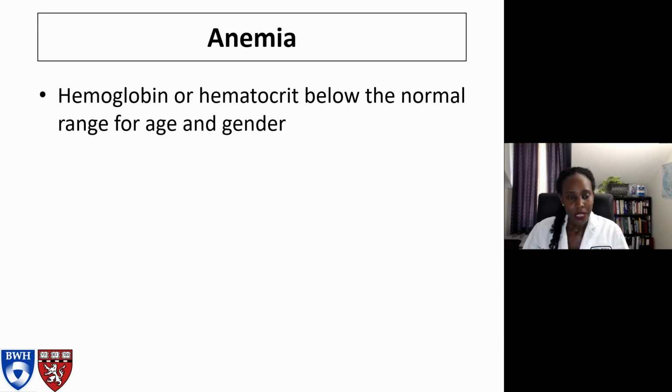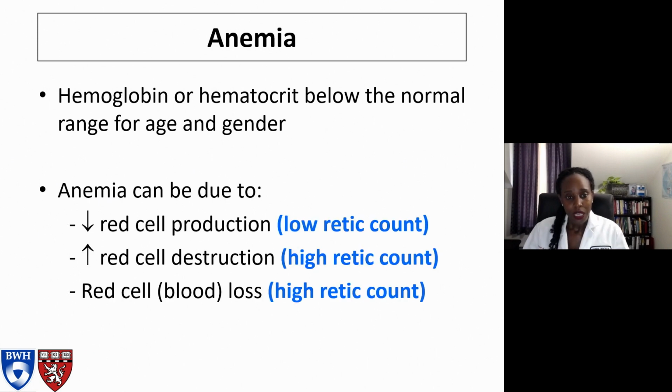As you know, anemia is a hemoglobin or hematocrit below normal range for age and gender. Broadly speaking, anemia is either due to decreased red cell production, increased red cell destruction, or frank blood loss. And each of these scenarios is associated with a particular reticulocyte count.